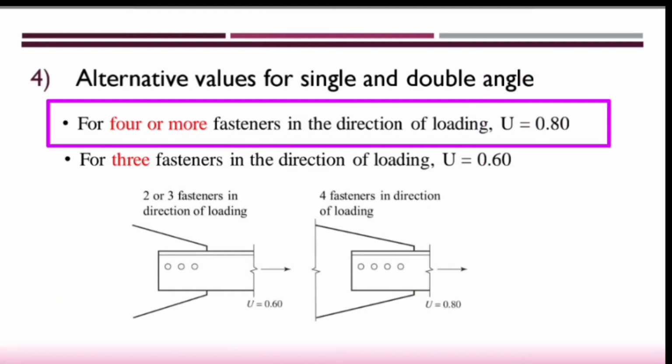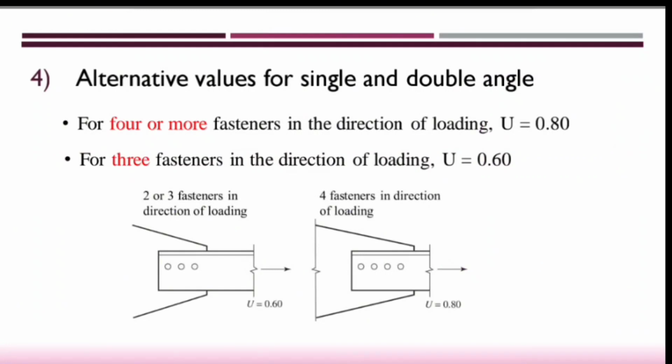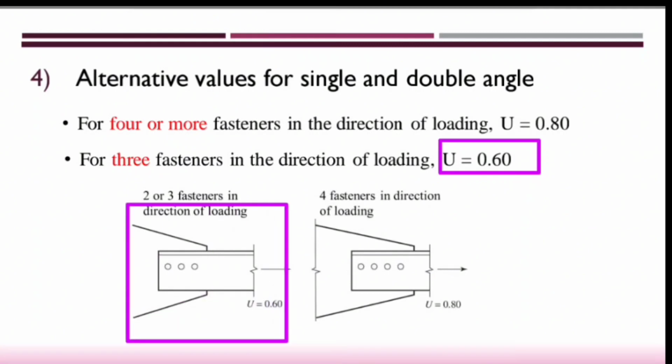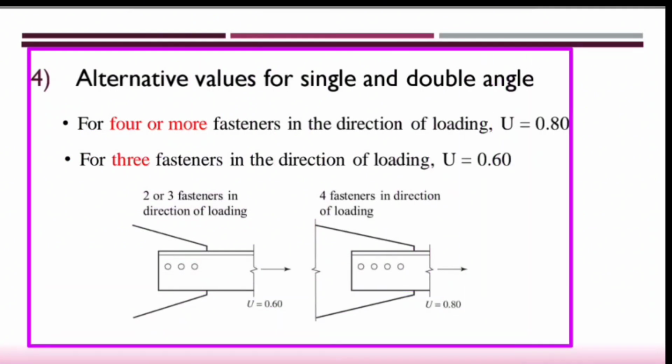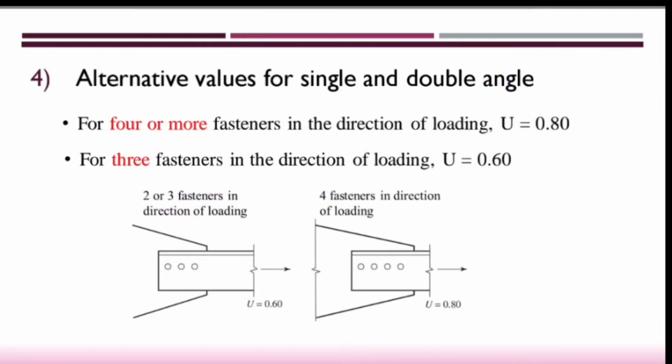If 3 or fewer fasteners occur in the direction of loading, then we will be using the 0.60 reduction factor. Here you can see that 2 or 3 fasteners are in the direction of loading. Here 3 fasteners occur in the direction of loading. For this U is directly equal to 0.60. This is the 4th category, the alternative value for single and double angle.